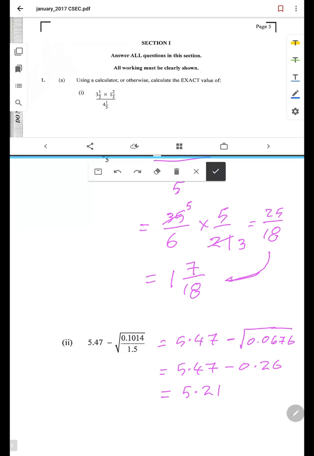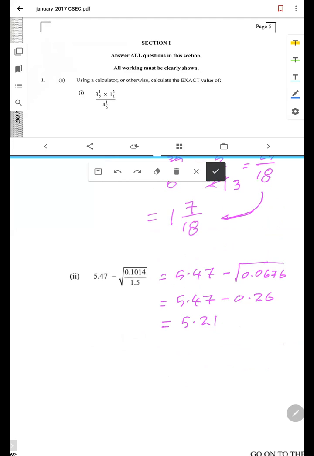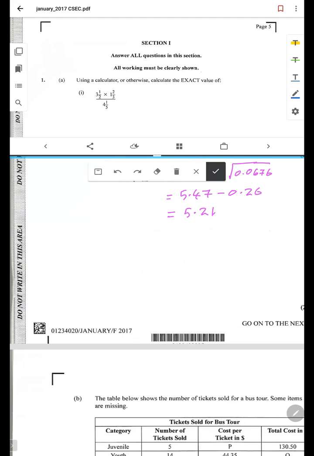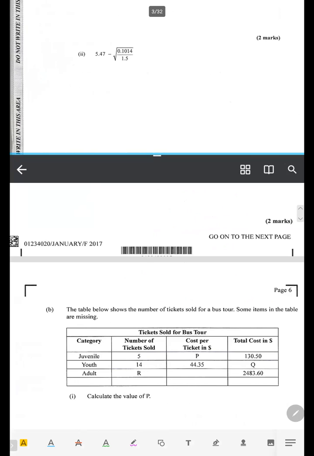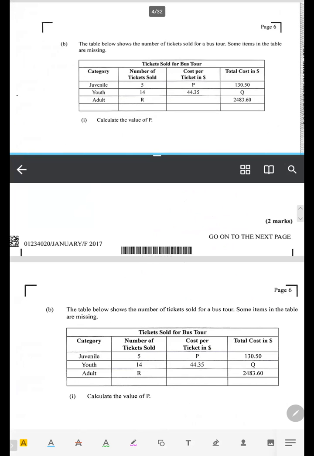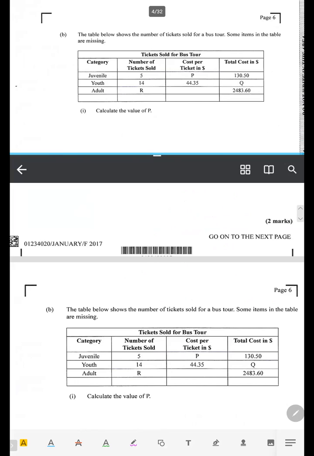All right, so moving along. The second question now, let's move this up as well, is this thing. All right, so this question gives us this table, and it says the table below shows the number of tickets sold for a bus tour. Some items in the table are missing.